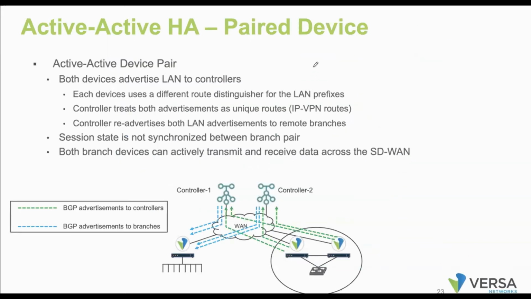So the tunnel will be a one-to-one relationship between the devices. Yes, it's always one-to-one tunnels. So if we have two hubs and two branches, then there will be four tunnels. Yes, Prakash.